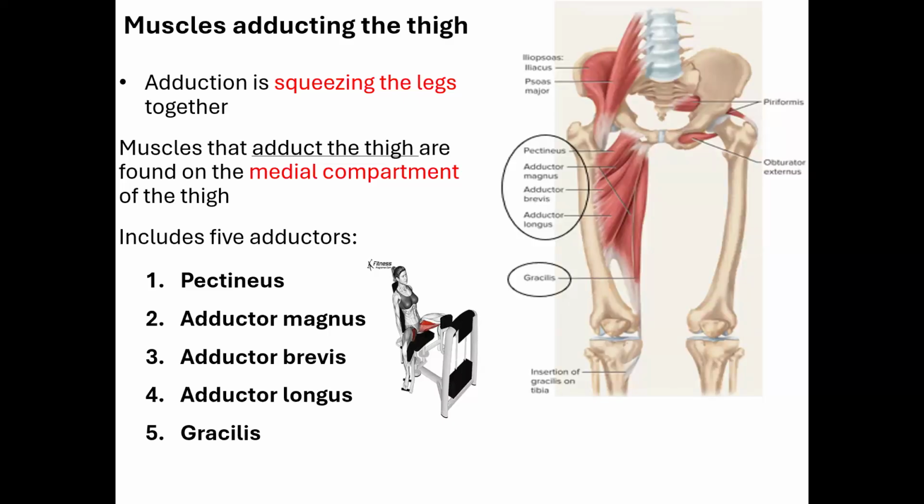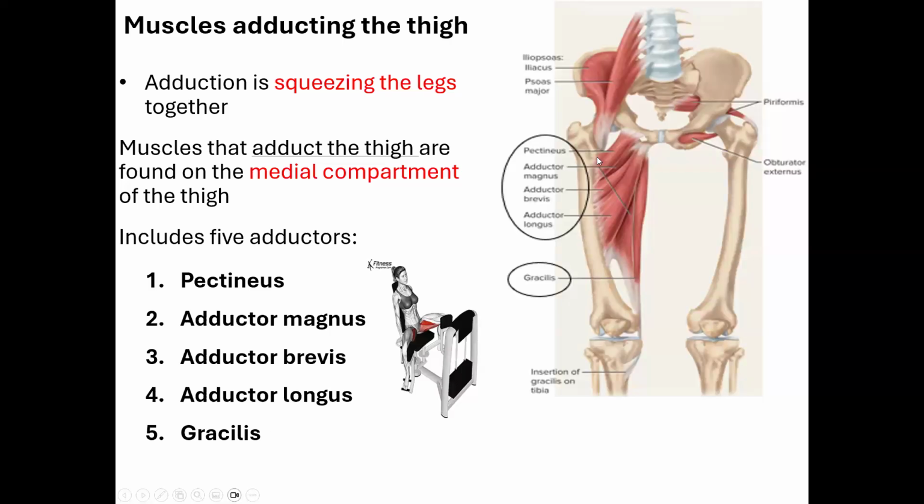Adduction. Let's use the word adduction so you can understand it properly. Adduction means you're squeezing the legs together, and this includes five adductors. These muscles are called adductor muscles. So you have pectineus, and then you have adductor magnus, adductor brevis, adductor longus, and gracilis.